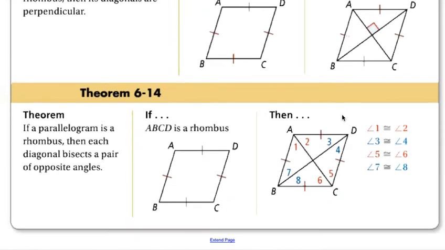Our second theorem, 6.14, says if we have a rhombus, then each diagonal bisects a pair of opposite angles. So be careful on this one. What this one says is that diagonal BD bisects angle D into two congruent angles, okay? And it bisects angle B into two congruent angles. We know that these two angles are congruent, so we know that 3 is congruent to 4 and 7 is congruent to 8. But we also know 7 and 3 are congruent and 8 and 4 are congruent. So all four of those will be congruent to each other. And likewise with angle A and angle C.